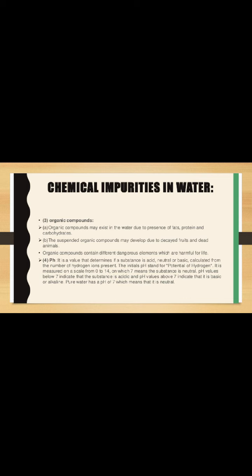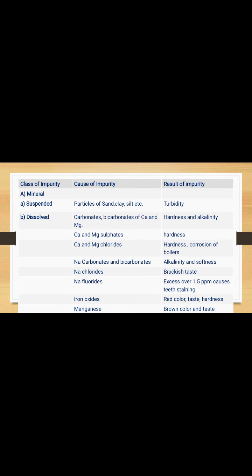Then pH. It is a value that determines if a substance is acidic, neutral, or basic, calculated from the number of hydrogen ions present. The letters pH stand for potential of hydrogen. It is measured on a scale from 0 to 14, on which 7 means the substance is neutral. pH values below 7 indicate that the substance is acidic, and pH values above 7 indicate that it is basic or alkaline. Pure water has a pH of 7, which means it is neutral. So these are chemical impurities.